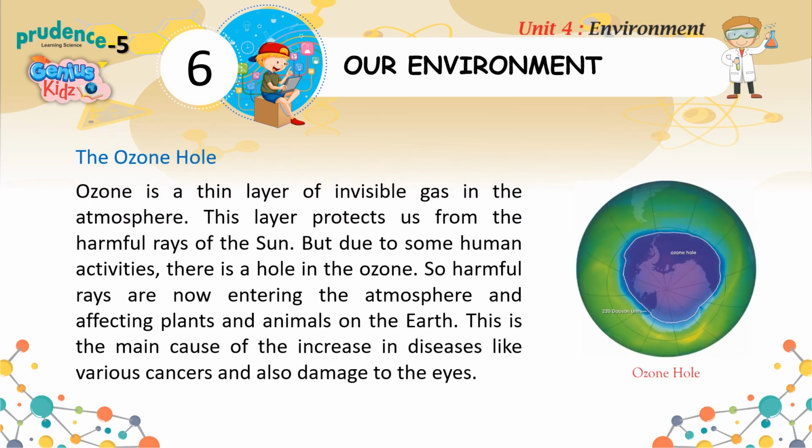The ozone hole. Ozone is a thin layer of invisible gas in the atmosphere. This layer protects us from the harmful rays of the sun. But due to some human activities, there is a hole in the ozone. So harmful rays are now entering the atmosphere and affecting plants and animals on the earth. This is the main cause of the increase in diseases like various cancers and also damage to the eyes.